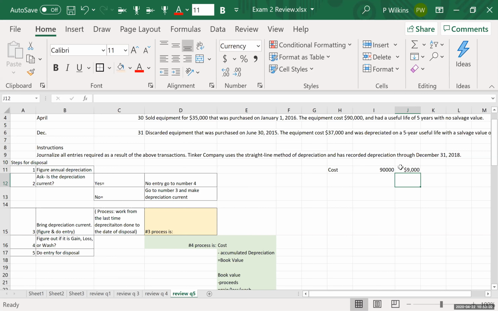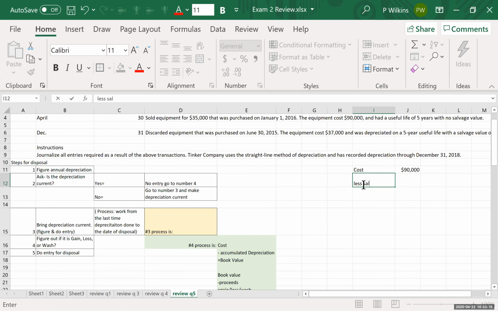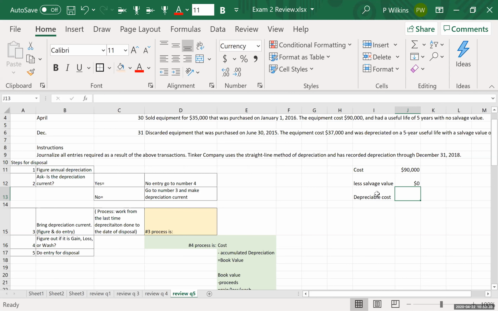90,000. Not 90. What am I doing? $90,000 is our cost, right? We have to subtract the salvage value. And they told us that the salvage value was zero. Yep, 0. So there's no salvage value on this one. So that means that our depreciable cost is $90,000. Okay.